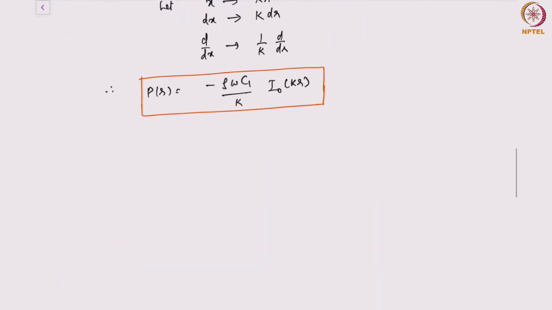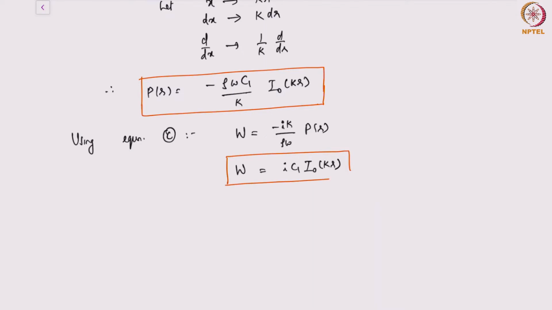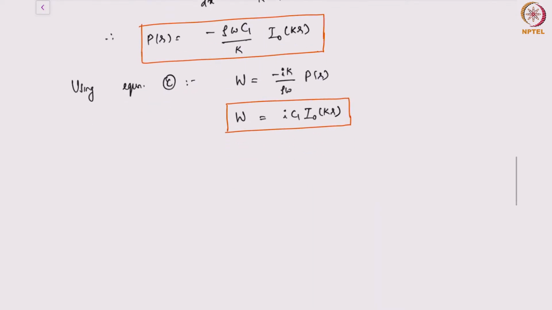Right? And using the last equation C that we have, we have now a relationship between the axial velocity W and pressure, and that relationship goes like this: W equals i k by rho omega times P of R, right? And what do I have now? If I substitute the expression for P of R, I get i C1 I0 of KR. This is the expression for W, right?